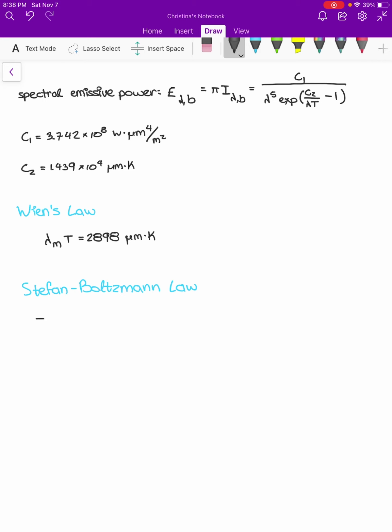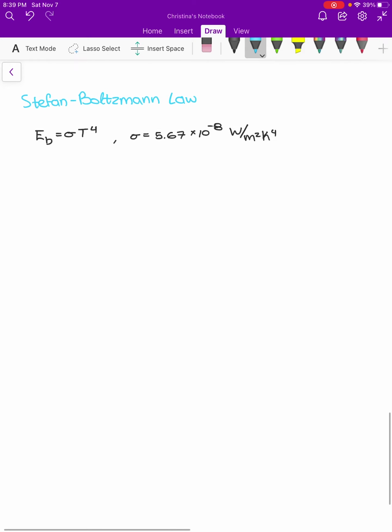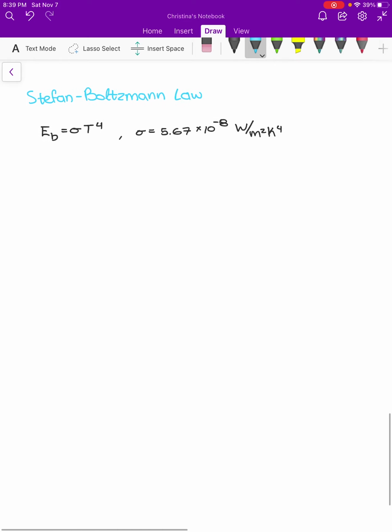The Stefan-Boltzmann law is EB is equal to sigma T to the 4th, where sigma is the Stefan-Boltzmann constant and it is equal to 5.67 times 10 to the negative 8 watts per meter squared Kelvin to the 4th. Moving away from black bodies and onto real surfaces, there are many equations which compare quantities such as emission, reflection, absorption, and transmission to their theoretical maximum values.